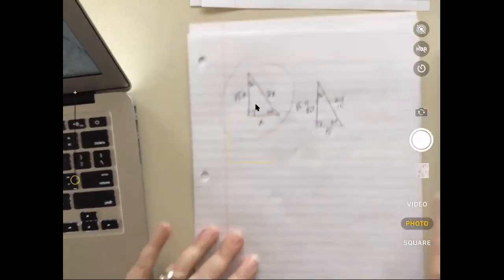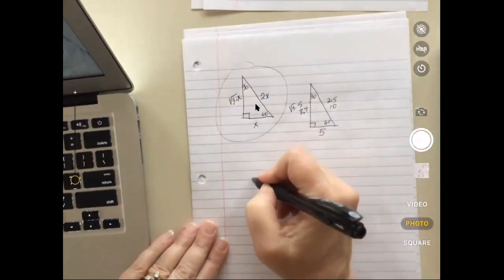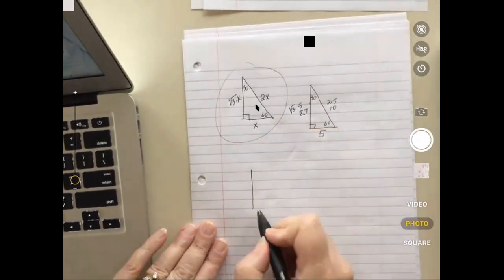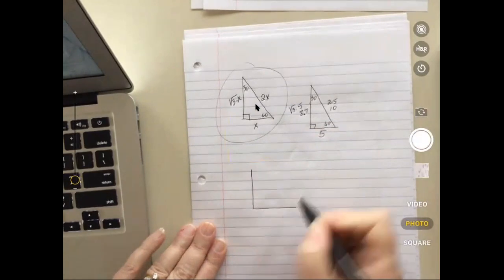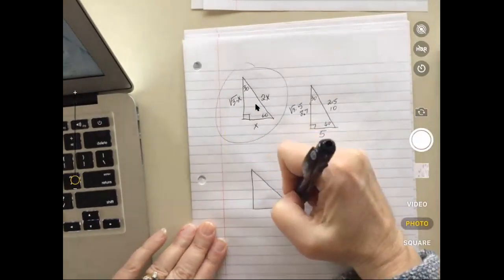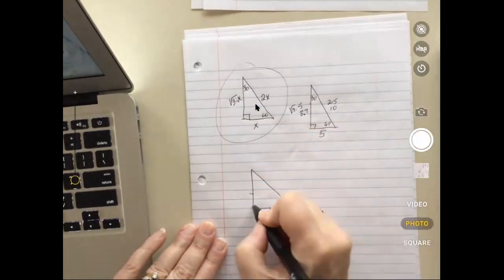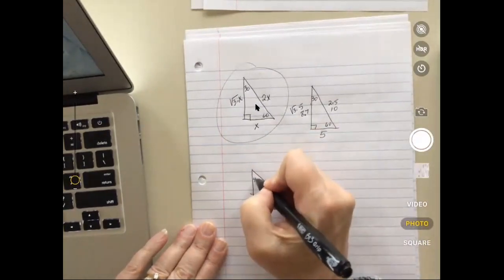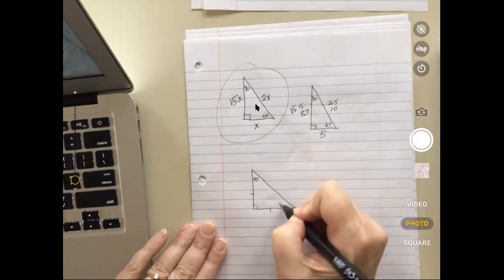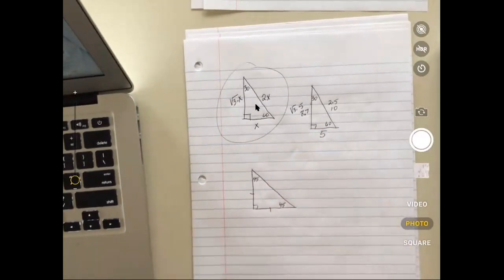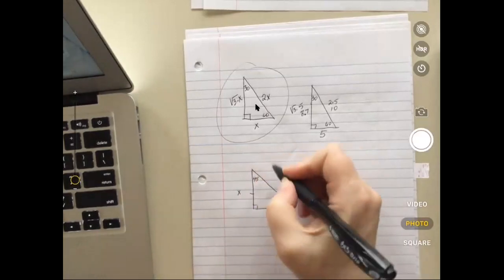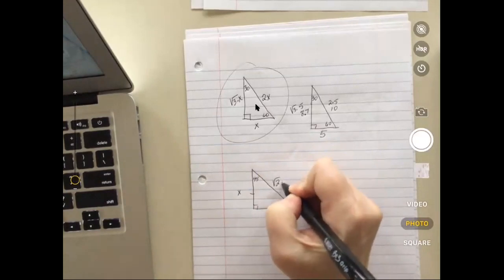The other special triangle, and these are just special because they're so common, people have just memorized these ratios, is an isosceles right triangle. If these are the same, there's the 90-degree angle, then these have to be the same also. These are both 45. So the angles are both 45. If this is x and this is x, this will be the square root of 2 times x.